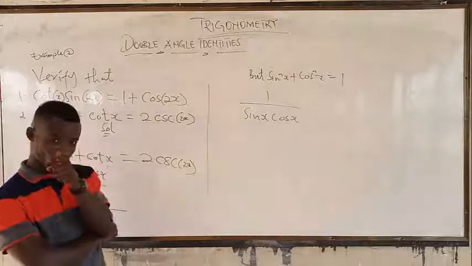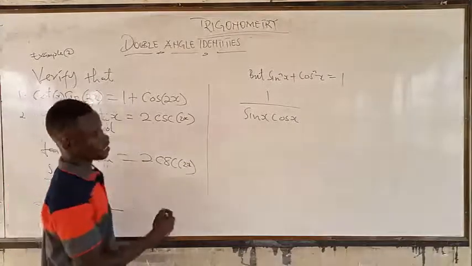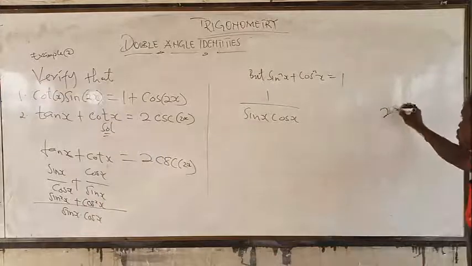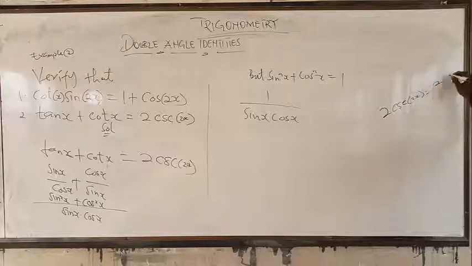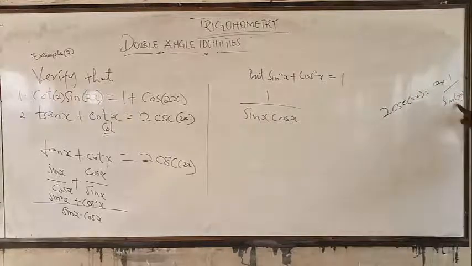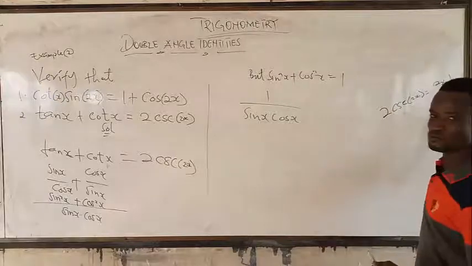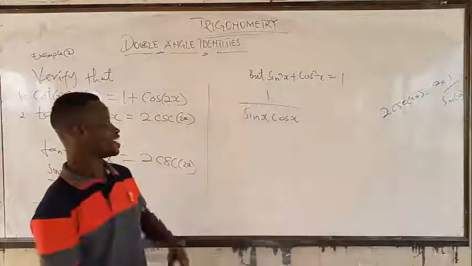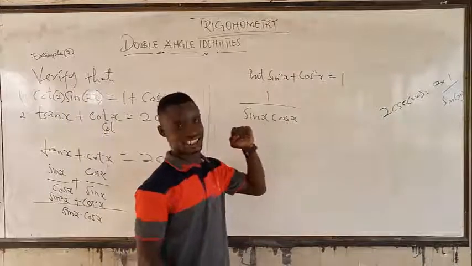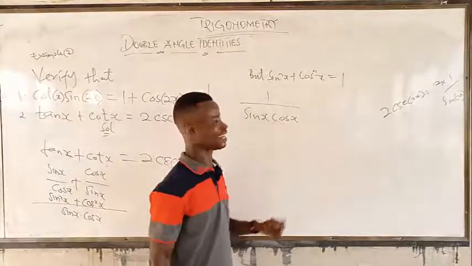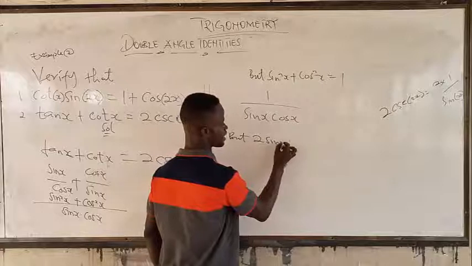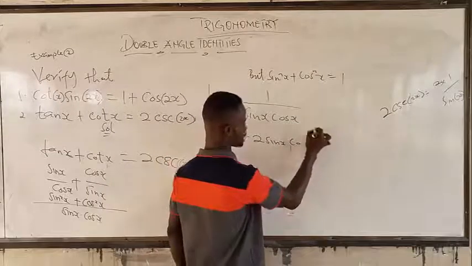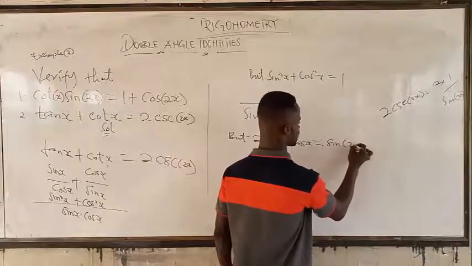But don't forget that 2 cosec 2s is the same as 2 multiplying 1 over sine 2s. Very good. So we need to get a double angle of sine on the denominator. But we know that 2 sine s cos s is equal to sine 2s.